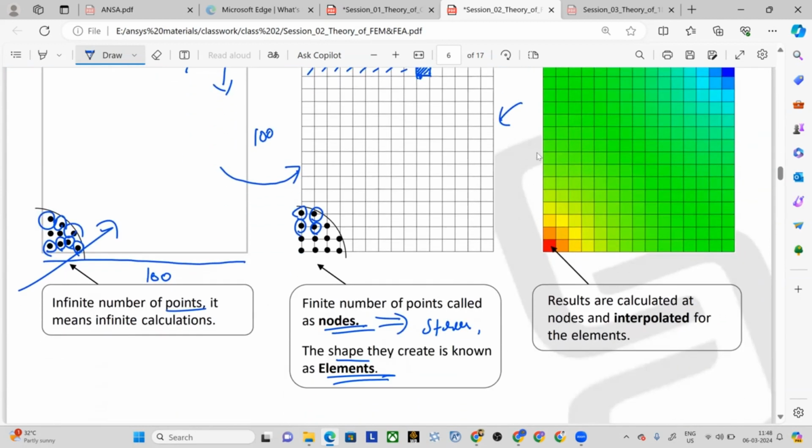Then you might ask, if you are evaluating at this node, what is the stress at this point, then what happens between the nodes within the element? That is very important. At the nodal points, we exactly evaluate the stress. But between the nodes, which is called the element, we approximate the results, and that is called interpolation. Do you know the meaning of interpolation in maths?